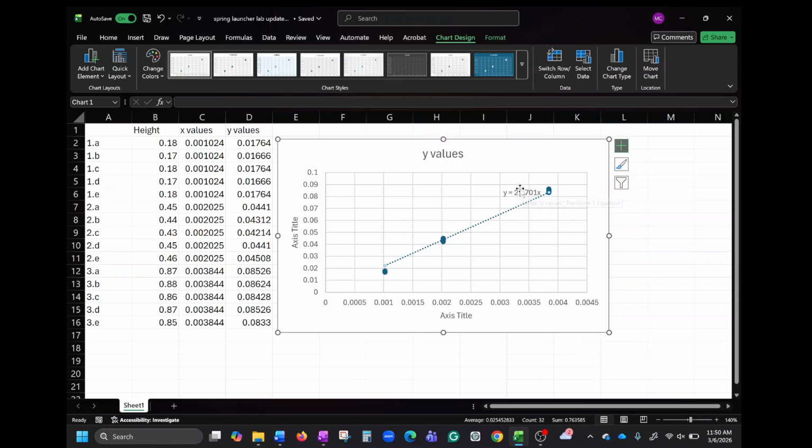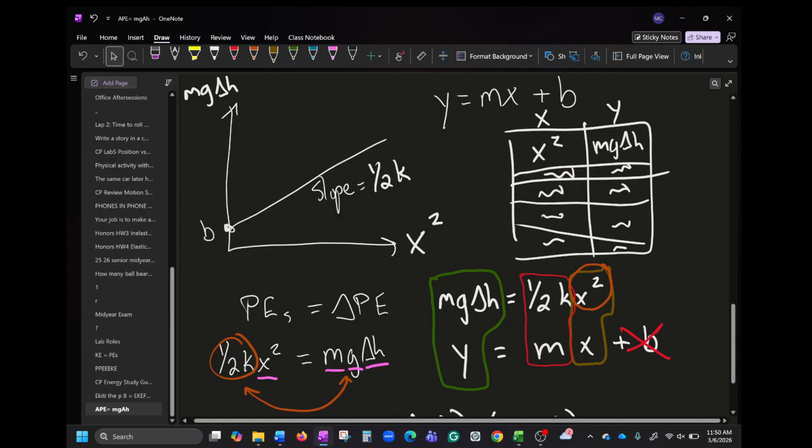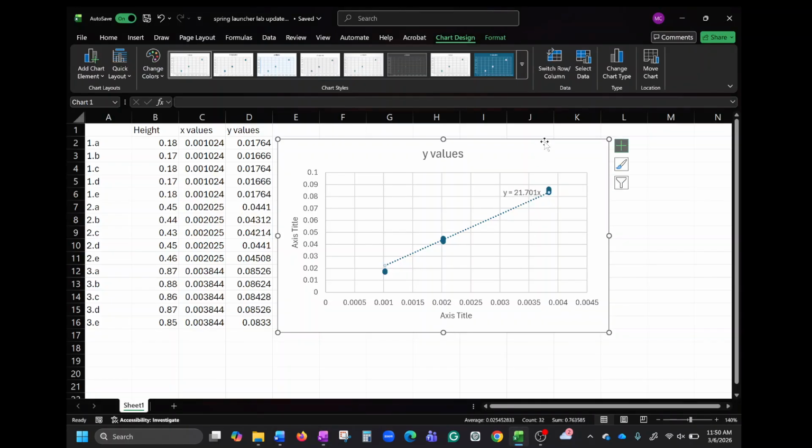This number right here, so this slope, right, y equals mx, the slope was 1/2 of k. So if we're looking at our graph, this is the slope. That means that k is twice this number. And if we do that, we see that the spring constant of this spring would be 43.4 newtons per meter.